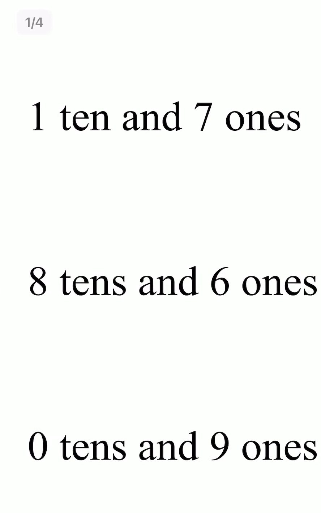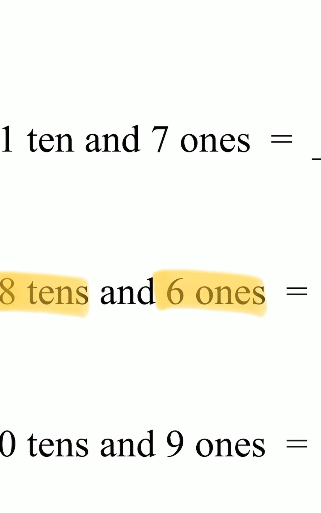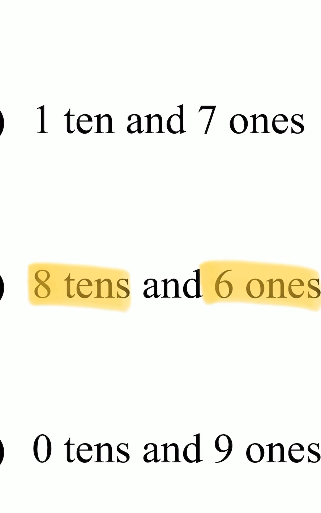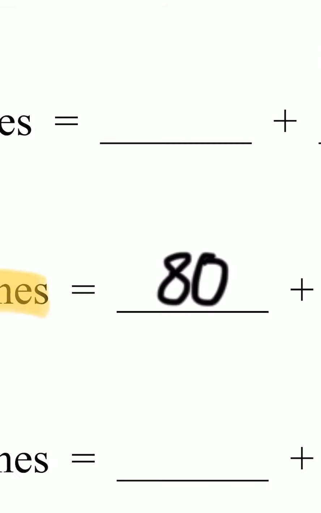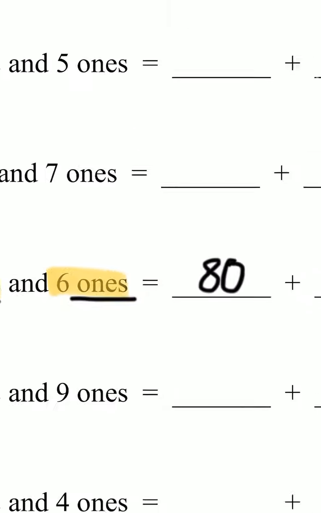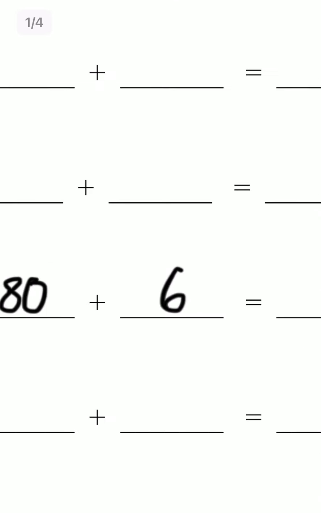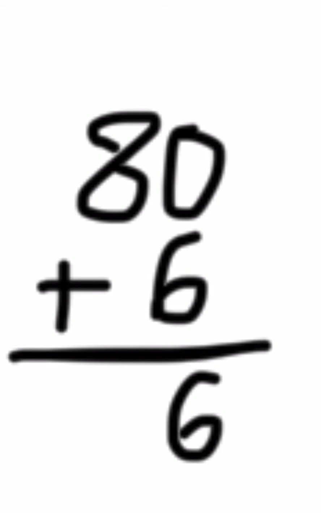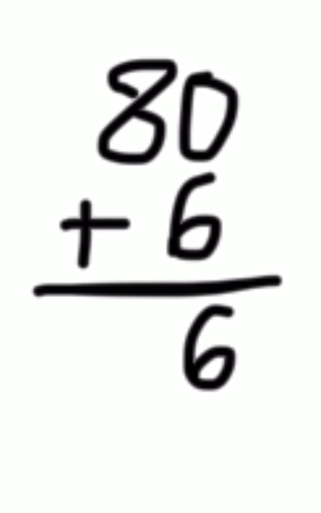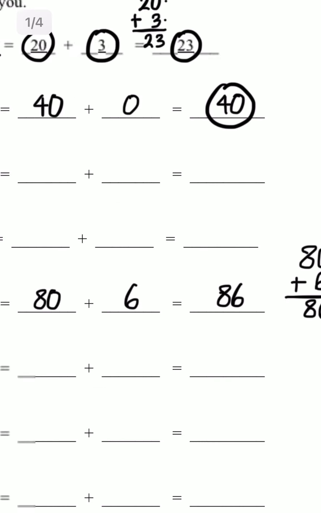For number 5, we have 8 tens and 6 ones. It says tens, so we need to write 2 digits, which would be 80. And then it says ones, so we only need to write 6. Now we need to add 80 and 6. Zero plus 6 is 6, sorry. And 8 plus 0 is 8. So 86 is the answer for number 5.